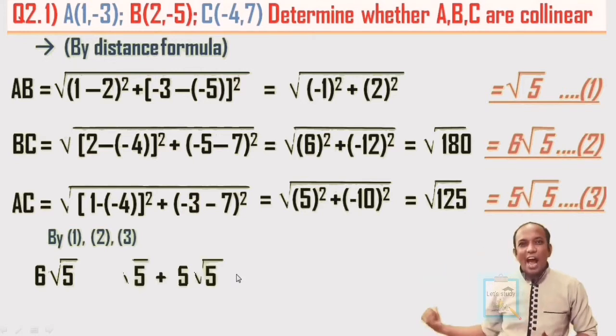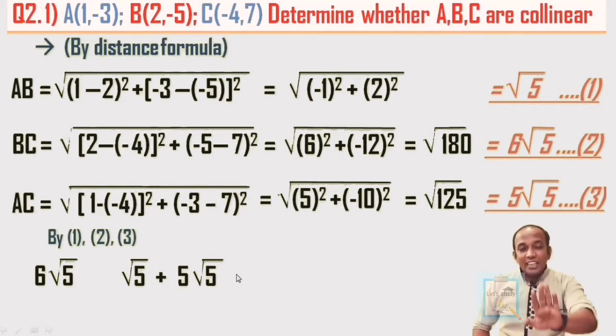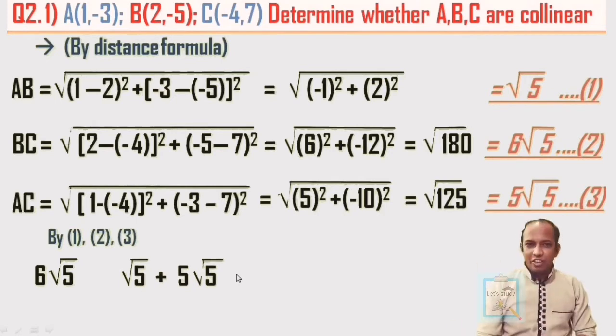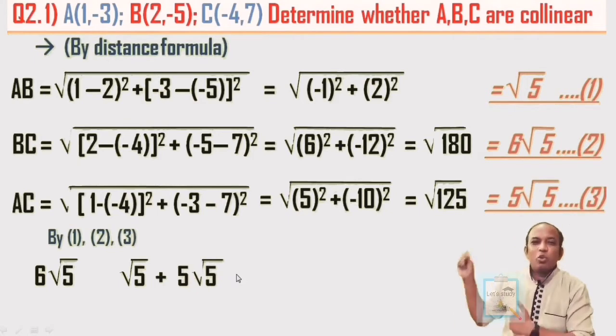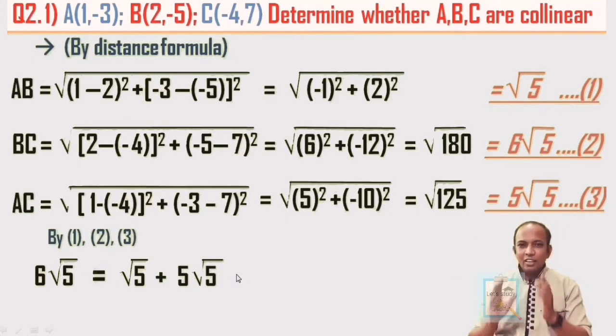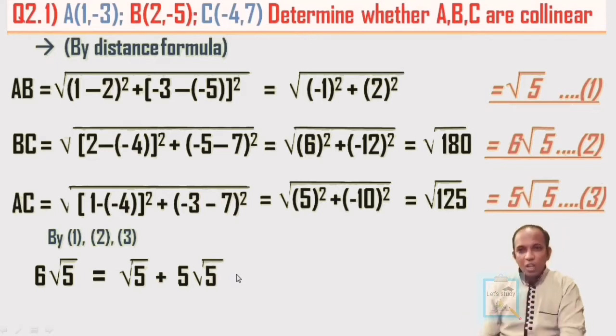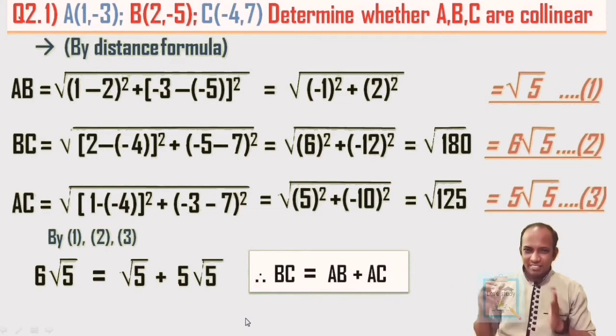We have to add them. So add them, what do we get the answer? Yes, 5 root 5, that is added by root 5. Only root 5 means 1 root 5. So 5 root 5 plus 1 root 5, together it is 6 root 5, and that is what our bigger side is, right? So in short we can say those are equal, and if those are equal, I can write BC is equal to AB plus AC, right?